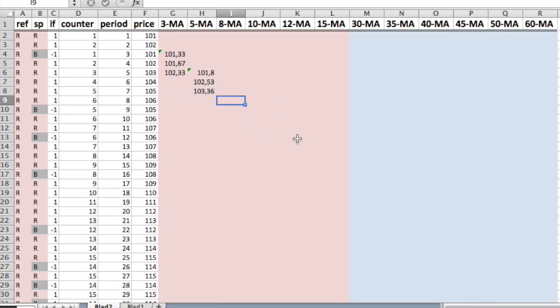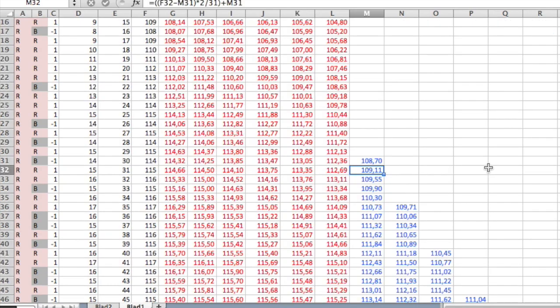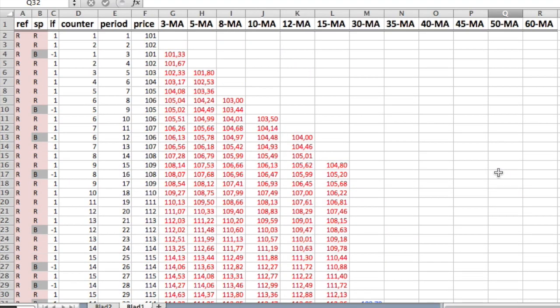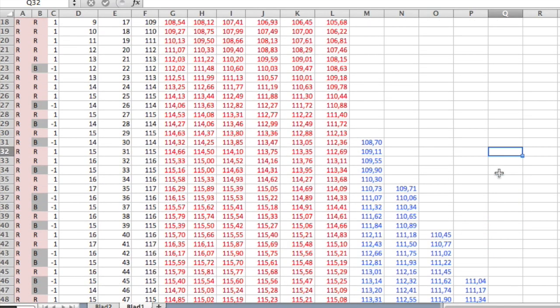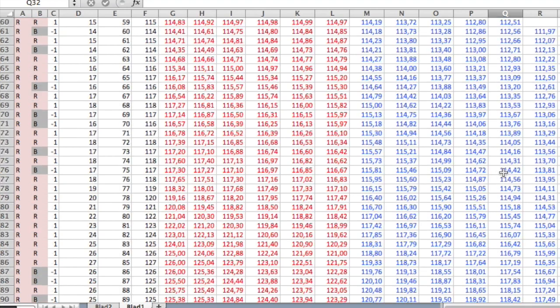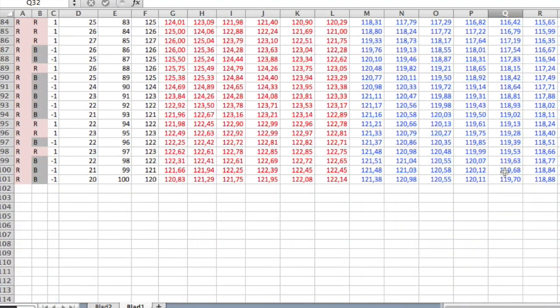I'm not going to bore you, and you can do this for the 8 periods moving average, for the 10 periods moving average, and it starts here, and for the 12 periods moving average, and it starts here, and so on. And then, okay, I did this. These are all the results, all the moving averages.